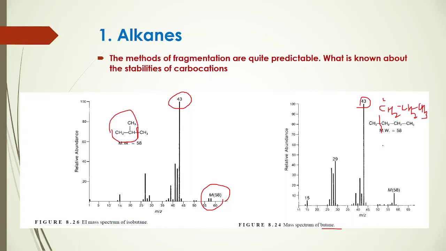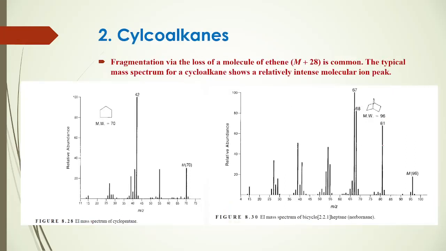So let's go for the next functional group. Our next functional group is cycloalkanes. Cycloalkanes are just cyclic alkanes, so they are not much different from the alkanes. But as you know, there is a ring, so there is a typical fragmentation pattern of losing an ethene molecule.